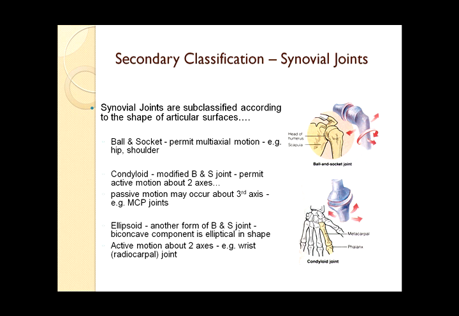An ellipsoid joint, for example the wrist joint here, the anatomical wrist joint, is again another form of ball and socket joint where there is a biconcave component and a biconvex component. This time the ball and socket joint has been squashed about one of its axes, and so it looks elliptical in shape. Again, an ellipsoid joint only permits movement about two axes. For example, the anatomical wrist joint will permit flexion, extension, abduction and adduction. We cannot actively rotate our wrist.